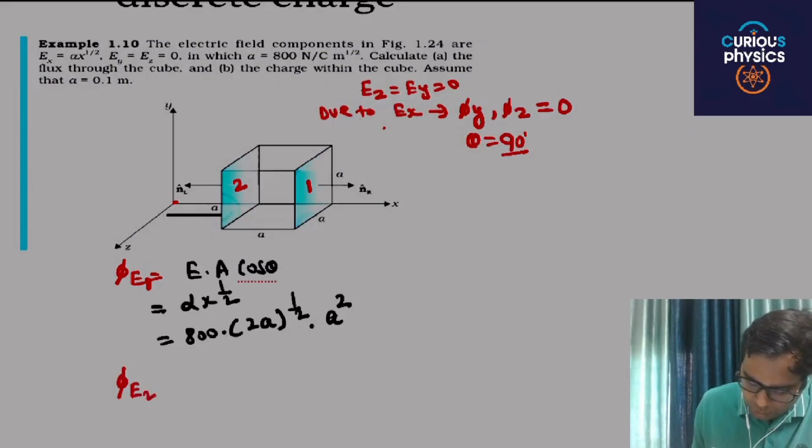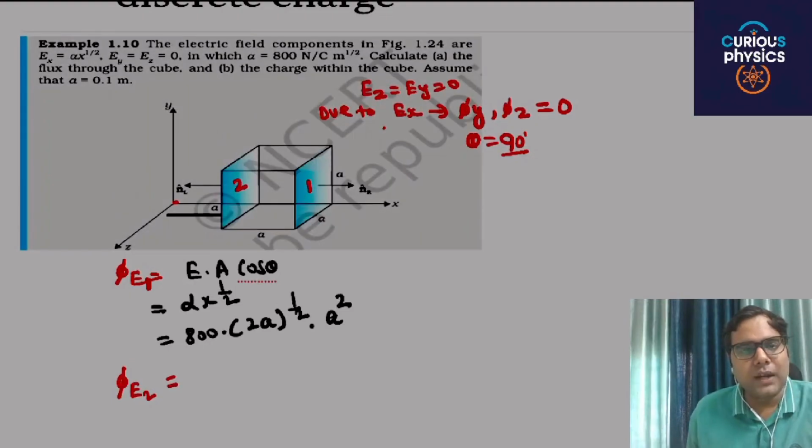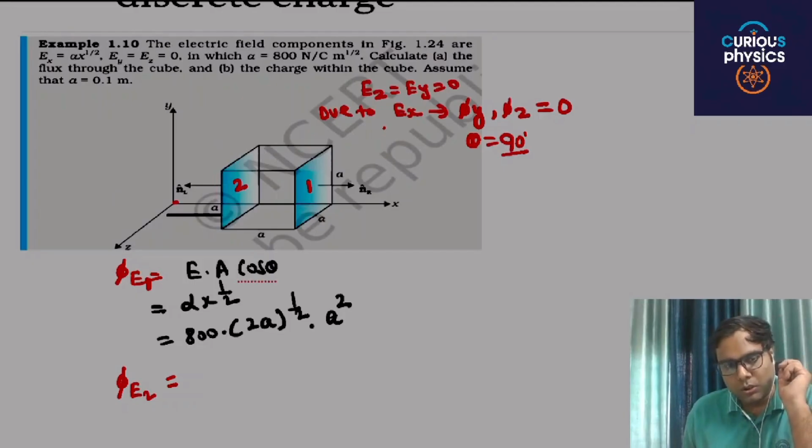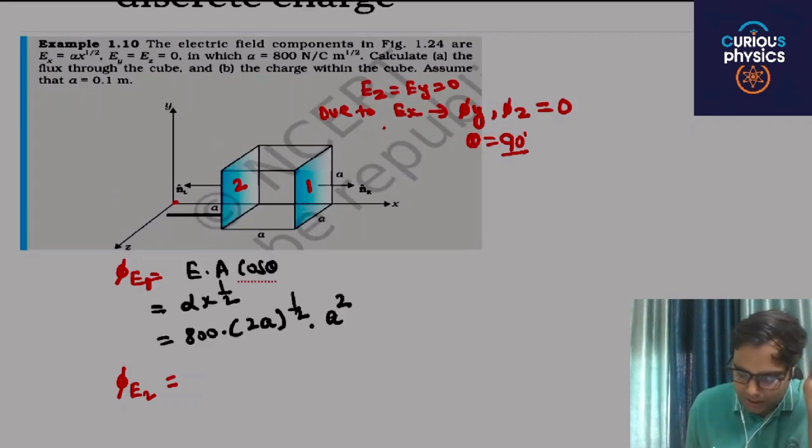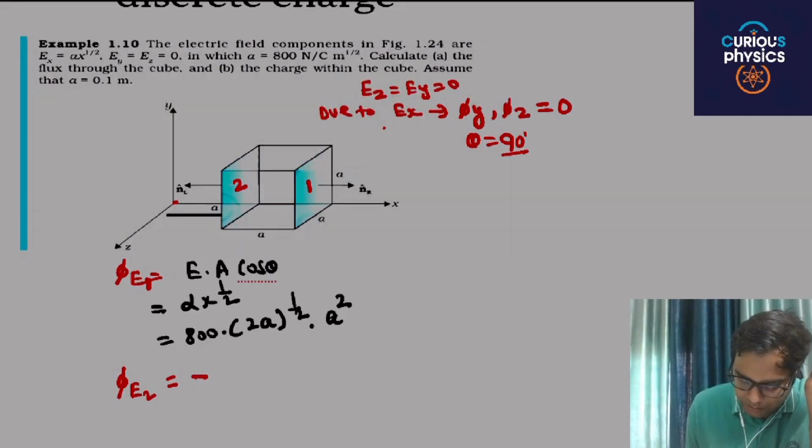face 2. Here theta is 0 or 180. Here theta is 180. Electric field is along the x-axis in positive direction, and area is always perpendicular to the surface, and for a closed surface it is always in the outward direction. So the cube is a closed surface. That's why area is minus alpha x raised to power 1 by 2.